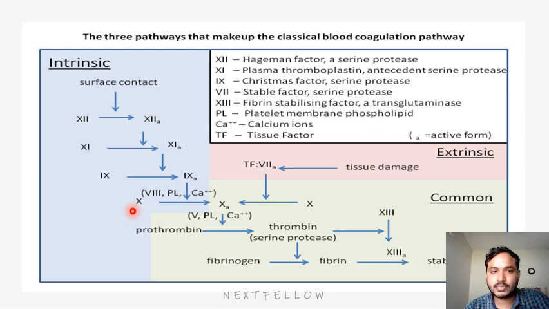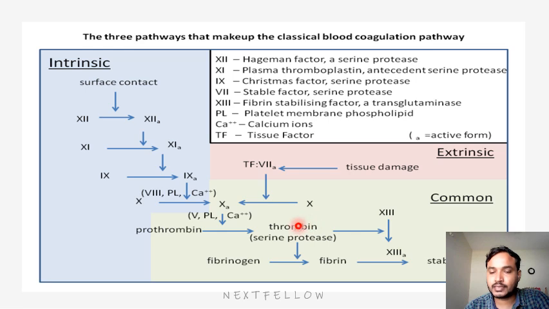Next we'll discuss the three pathways: intrinsic pathway, extrinsic pathway, and common pathway. First, we'll discuss the extrinsic pathway. If tissue gets injured from outside, that tissue will release tissue factor, which activates factor 7 to 7A. This 7A binds factor 10 and activates it into 10A. This 10A, with the help of phospholipid and calcium, will convert prothrombin to thrombin.